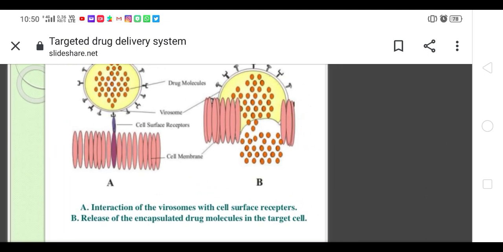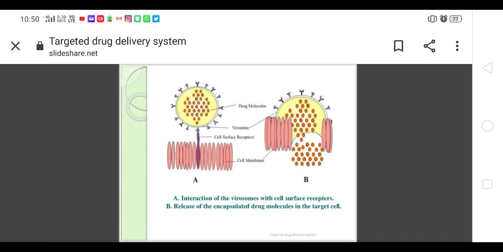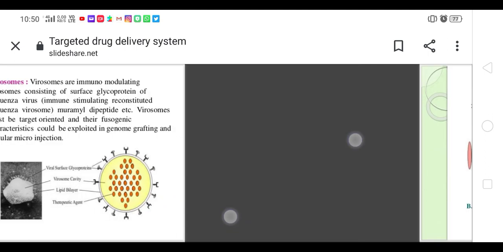When it attaches to the cell membrane, it then fuses with the cell membrane. See the binding of virosomes to the cell membrane is by cell surface receptor. See this, right? And it will open the cell membrane and transfer its drug molecules into the cell. Okay, it is called interaction of virosomes with receptor and the release of the drug into the target cells.